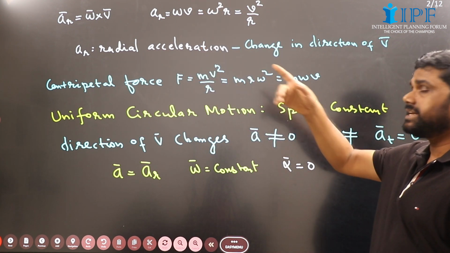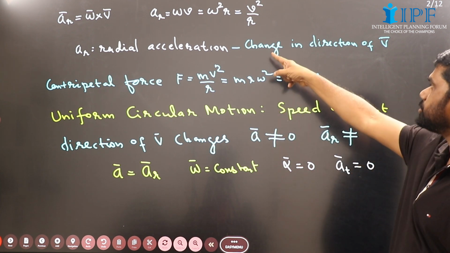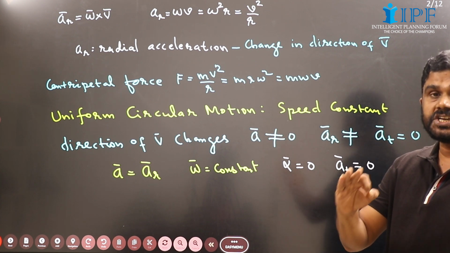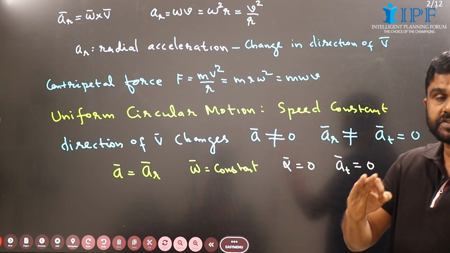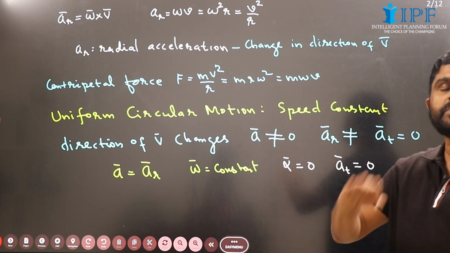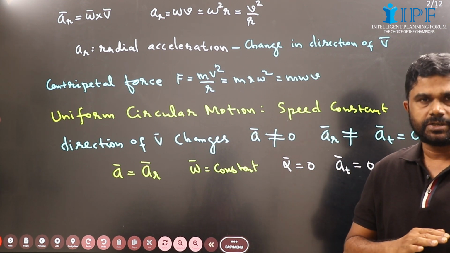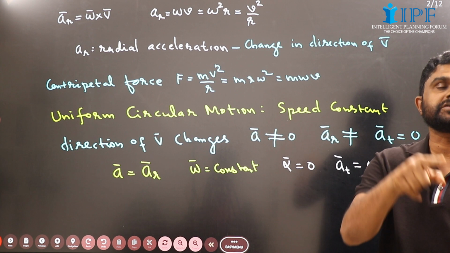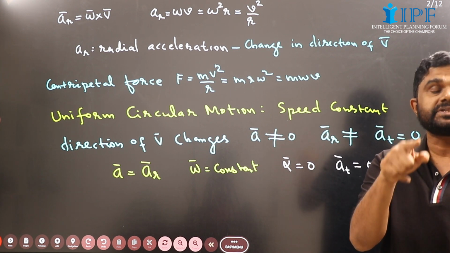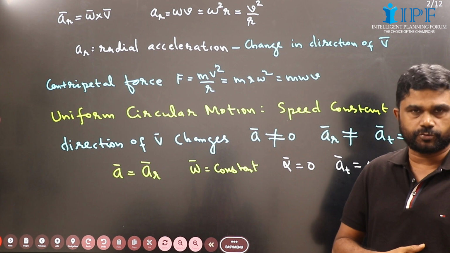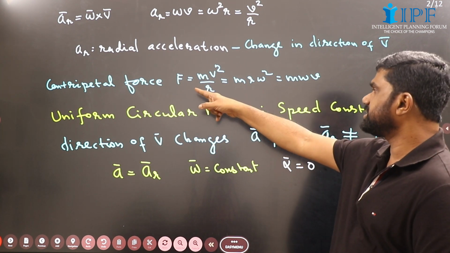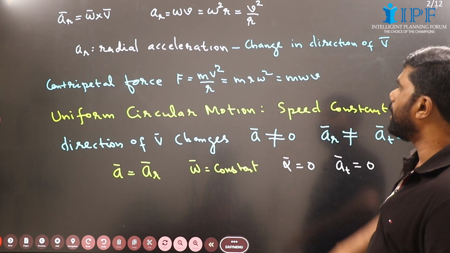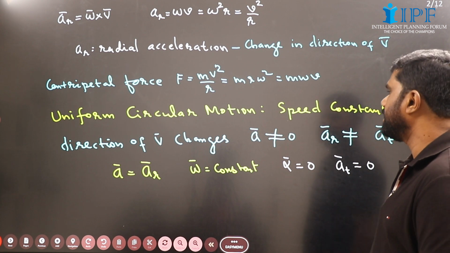Now this radial acceleration, as I have told you earlier, is due to the change in the direction of linear velocity. Whenever a body is moving in a circular path, the direction of its velocity must be changing, so it must be experiencing radial acceleration. So there must be a force due to the radial acceleration. It will be directed along the radius towards the center. That is called the radial force or centripetal force. The expression for centripetal force is mass into centripetal acceleration, meaning m v square by r, or m omega square r, or omega m v.